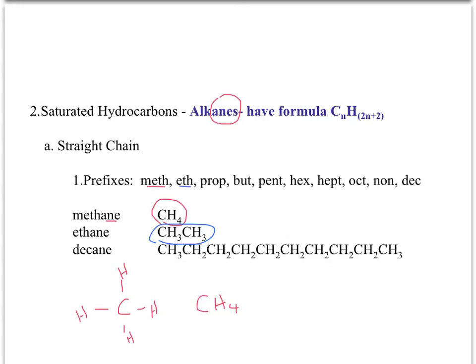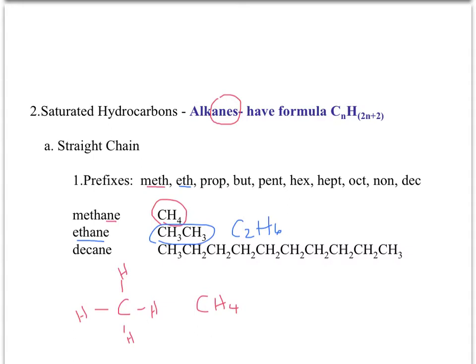The prefixes are meth, eth, prop, 1, 2, 3, like that. So it's got 2 carbons, it's eth. It's saturated, meaning there's no double or triple bonds, and so we're going to call this ethane, A-N-E, which tells you that it's saturated. So ethane is C2H6. Notice if you double the number of carbons, 2 times 2 is 4, and then you add 2, you get 6, which is consistent with the general formula for alkanes.